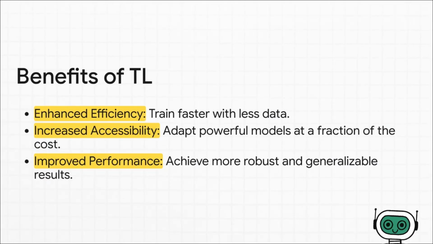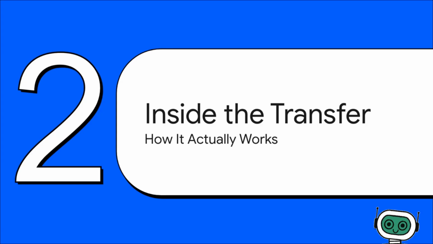And this approach directly solves those big three problems we started with. First, it's way more efficient. You can train models with less data and in less time. Second, it's more accessible. You don't need a huge budget for compute clusters. And third, you often get better performance because you're starting with a model that already has a solid fundamental understanding of the world. All right, so the intuition makes sense, but how does this knowledge transfer actually happen?